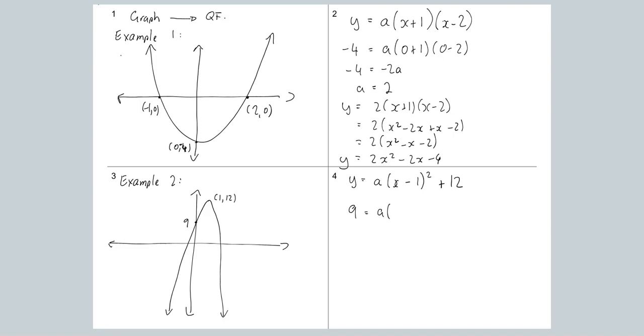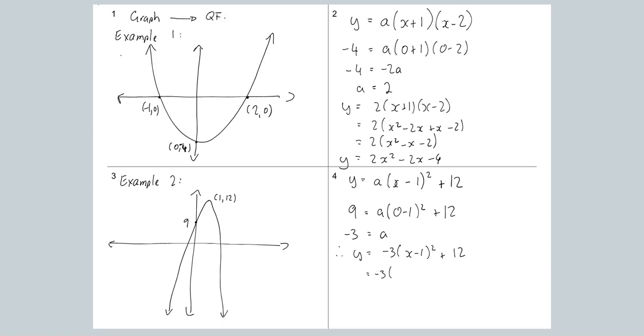9 is equal to a outside of 0 minus 1 all squared plus 12. Minus 1 squared is 1, so I'm just left with a, and I'm going to subtract 12 from both sides to get negative 3. And I'm done. Therefore, y is equal to -3 times x minus 1 all squared plus 12. Okay, that seems to match up with what I've got here. I've got a rounded graph, concave down, and I've got a -3, so I've got a dilation factor of -3. That all makes sense. Once again, if you needed to, you could transform this into general form or any other form that you need to.